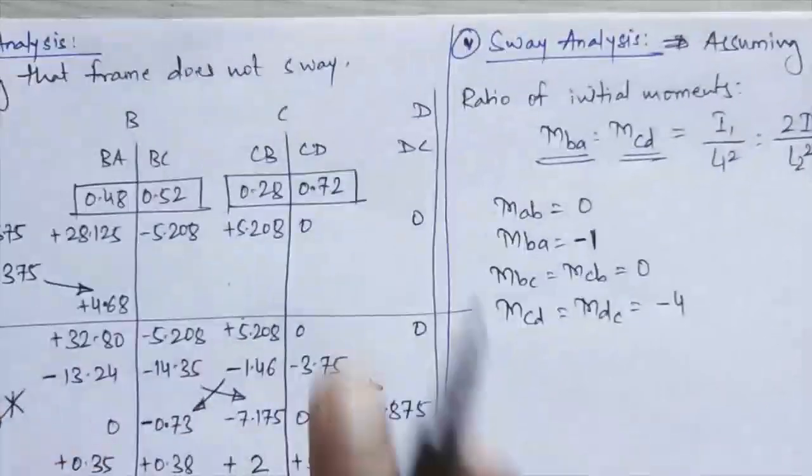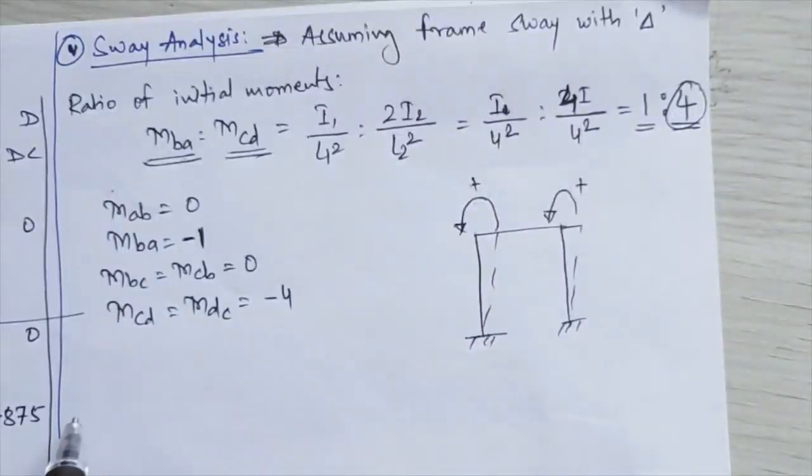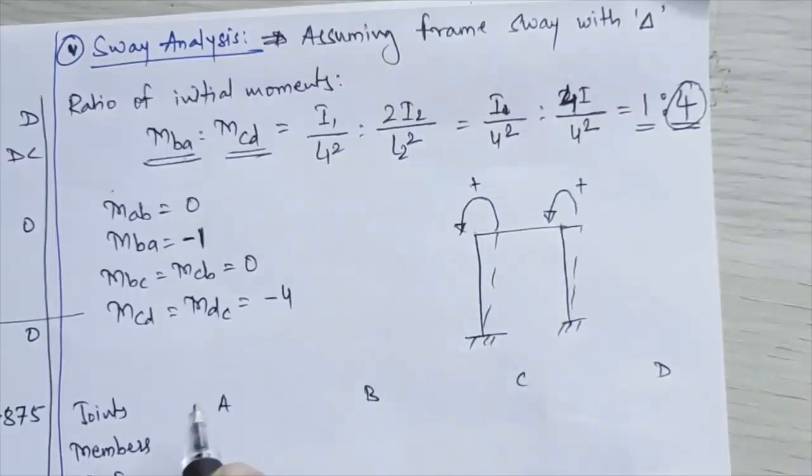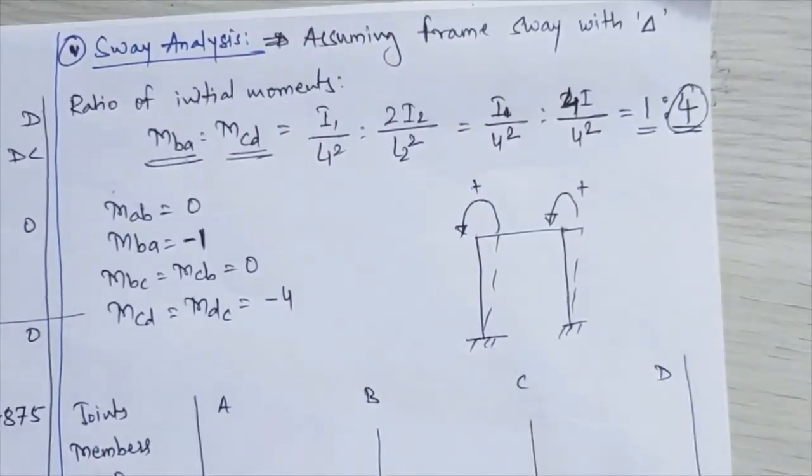Now using these moments, you again have to carry out the moment distribution table. So again I'll write joints, next the members, then the distribution factors, and last the fixed-end moments, which are the new moments we are obtaining. So joints are again A, B, C and D. Then the members meeting at the joints: AB, BA, BC, CB, CD, and DC.